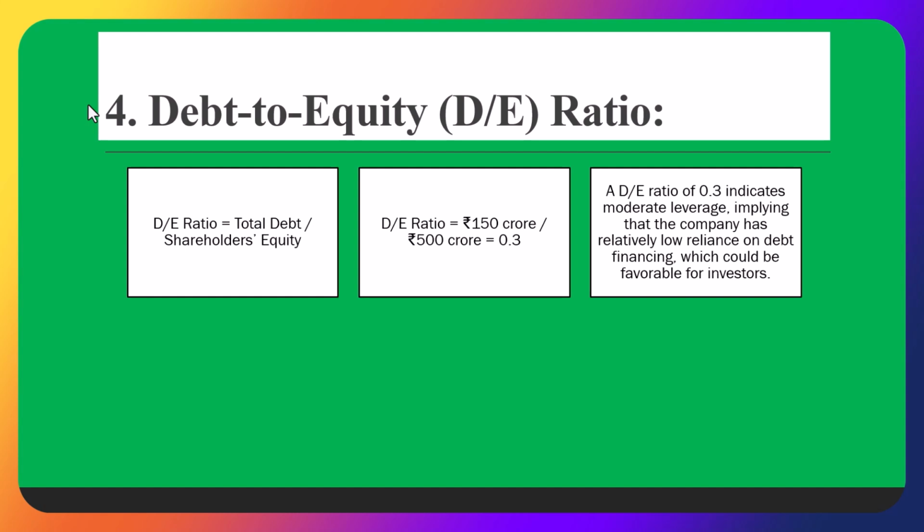Because if the company is not earning, but the debt needs to be serviced, you need to pay interest on whatever loans you have taken. So if the company is not earning, then there is always a risk of bankruptcy. So here, the investors will note that for this company, debt is not a great concern, because the debt to equity ratio is just 0.3.